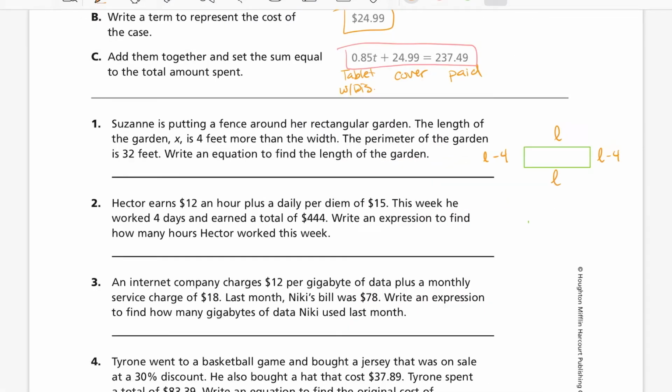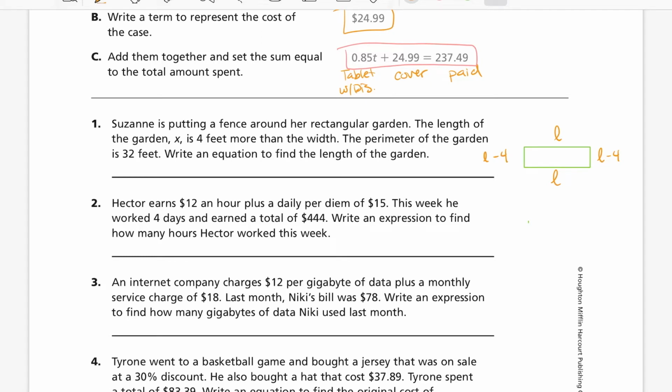Our next problem is Suzanne is putting a fence around her rectangular garden. The length of the garden, X, is 4 feet more than the width. The perimeter of the garden is 32 feet. Write an equation to find the length of the garden.